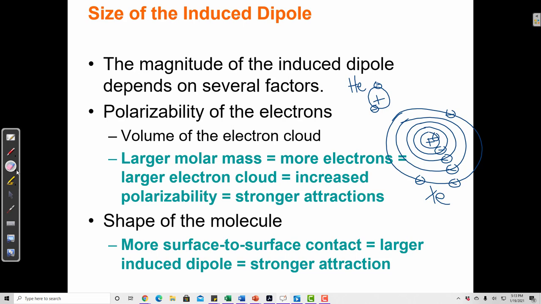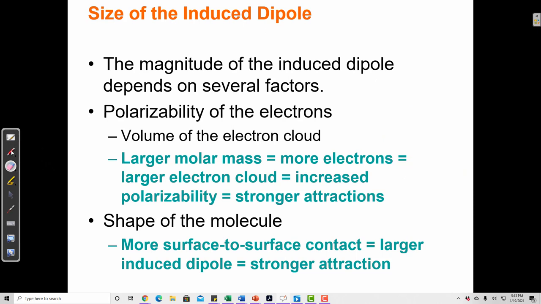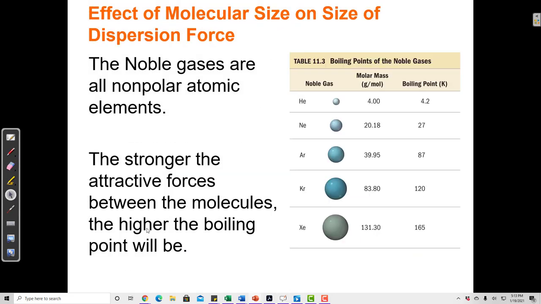the size of the induced dipole is the shape of the molecule. So some molecules are spherical and some molecules are kind of cigar shaped. So here's the first example. Helium is small, it's not very polarizable. Its boiling point is 4 Kelvin. That's when it turns into a liquid. Xenon is much bigger. Its boiling point, when it turns into a liquid, is 165 Kelvin.